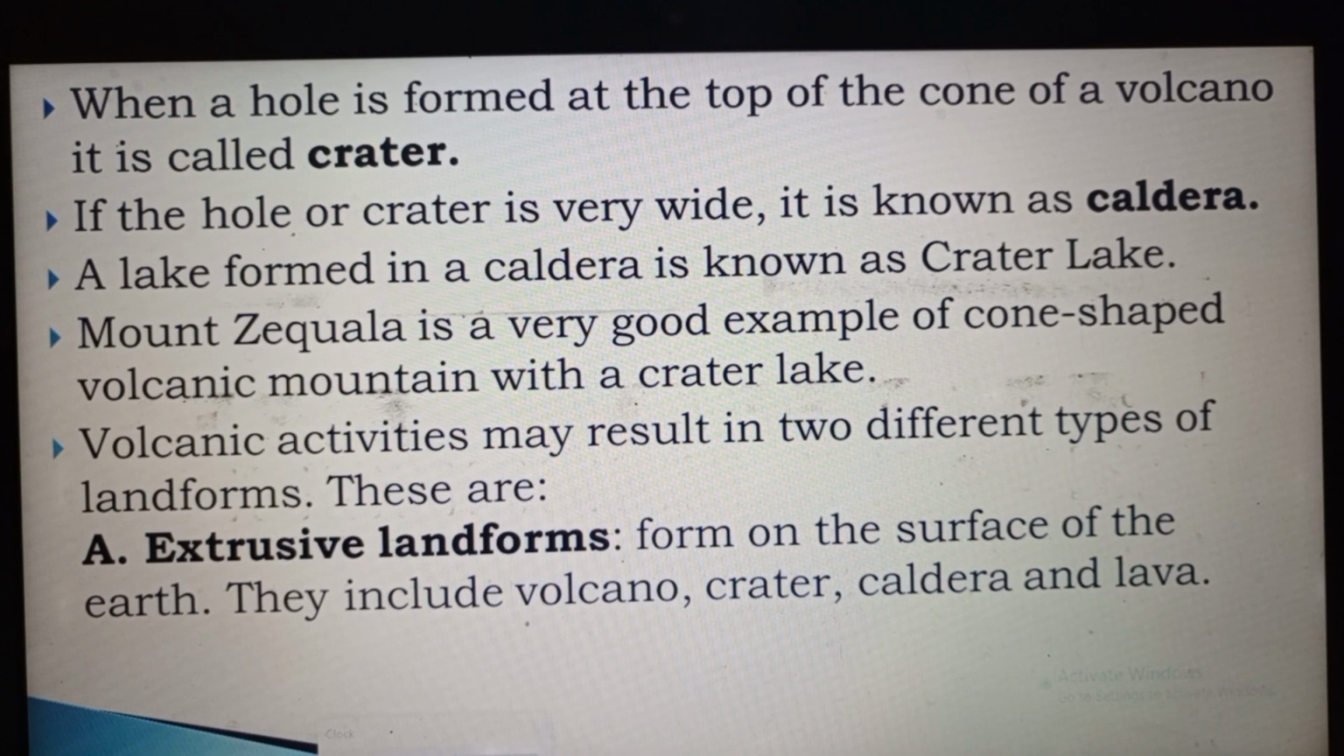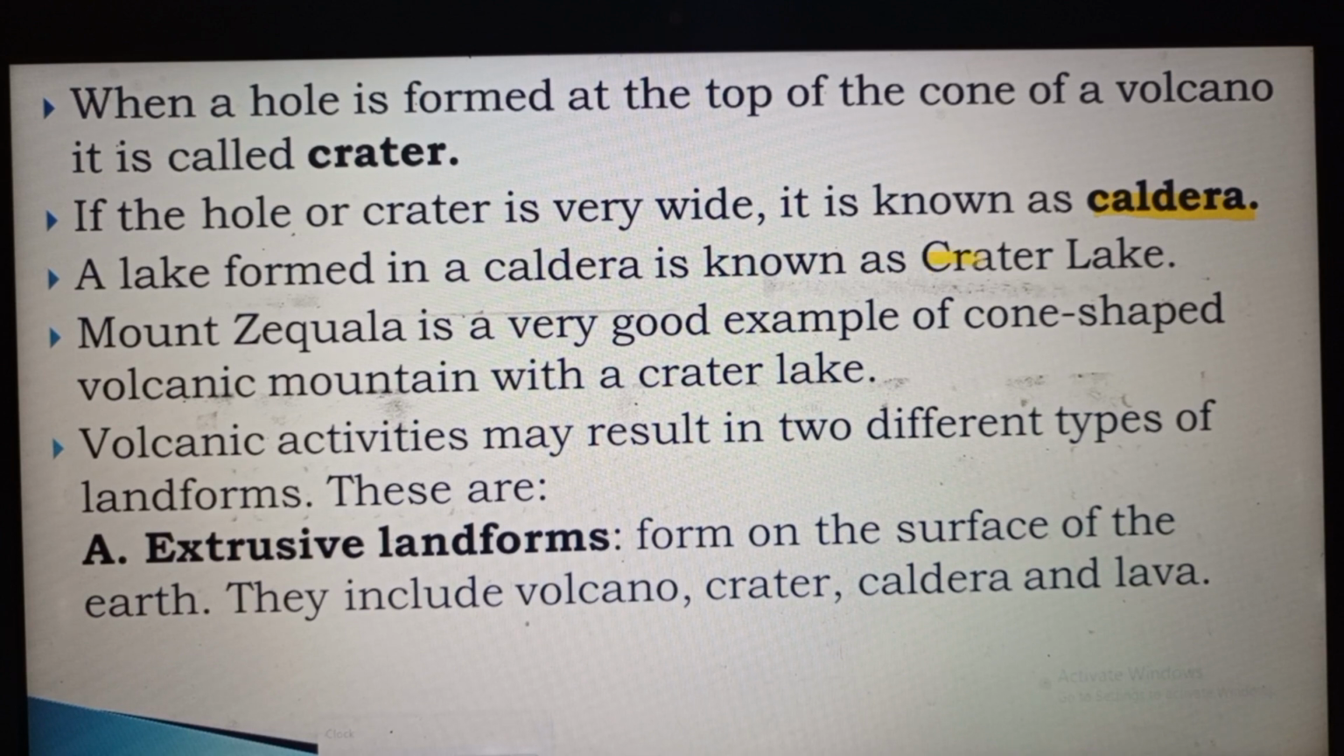A hole which is formed on the top of a volcano cone. If the crater is very wide, or if the hole is very wide, it is known as a caldera. So a caldera is a wide hole. And a lake can form in a caldera. If water fills this large hole, it is known as a caldera lake.